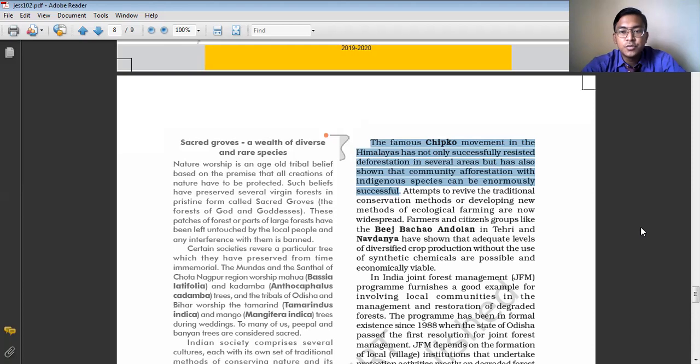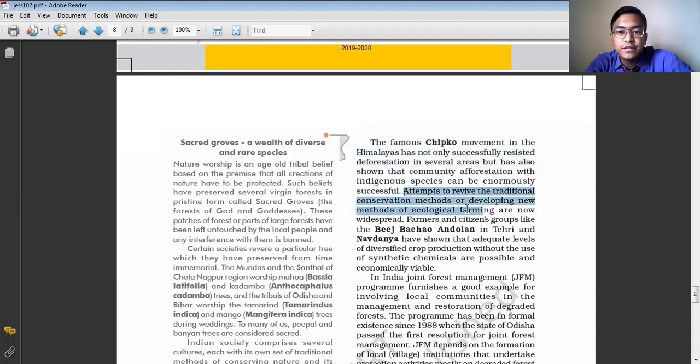The Chipko movement was launched by the people in the Himalayan state against the construction of dams and deforestation. They successfully resisted deforestation in several areas, and the people started the community afforestation program. In community afforestation, the people on their own came forward to plant trees. They planted various indigenous species of trees and plants, which became a successful effort.